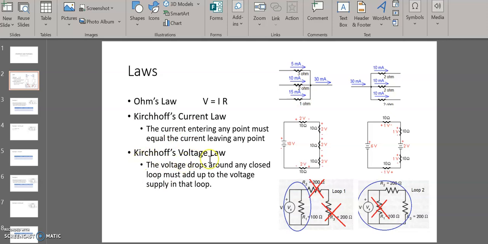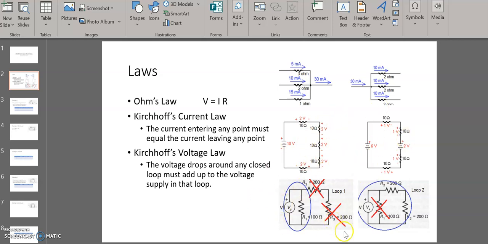The next thing is Kirchhoff's voltage law. This basically means that the voltage drops around any closed loop must add up to the voltage supply in that loop. Take a look at these pictures. We have this 10-volt supply, and each one of these resistors has a 2 volt drop. We can figure out the value of the voltage drop by the values of the resistors. The voltage drop is directly proportional to the values of the resistors. We'll learn a little bit more about that later.